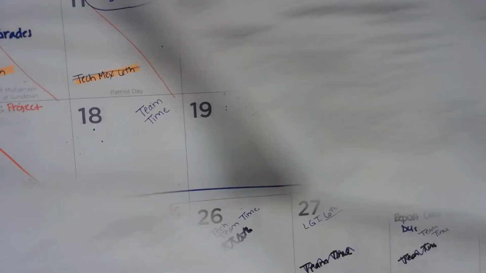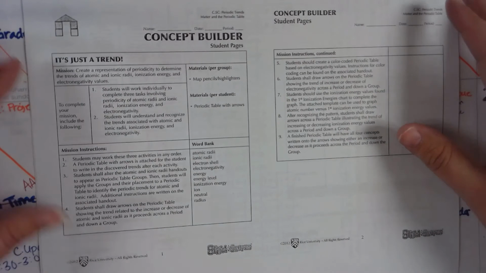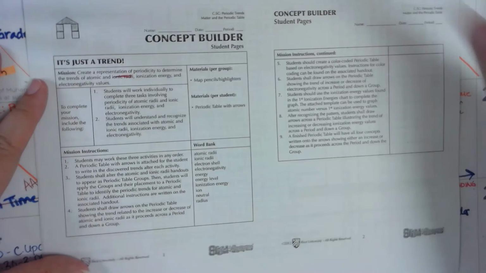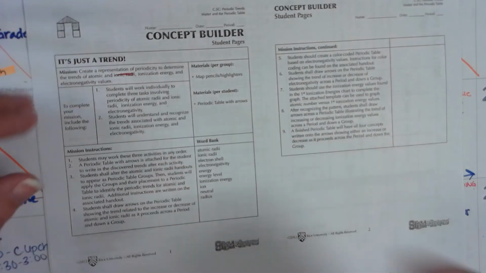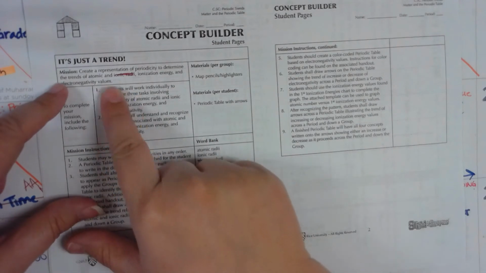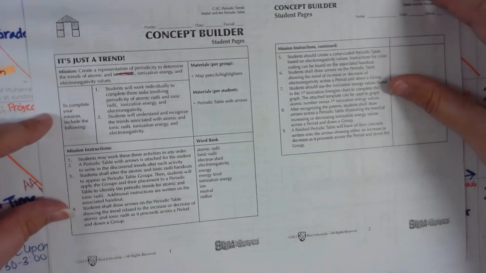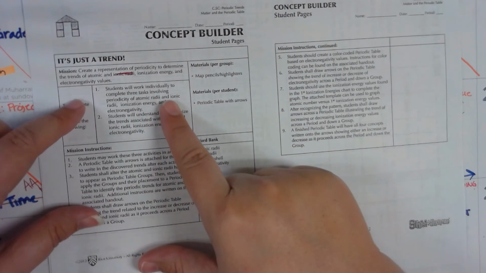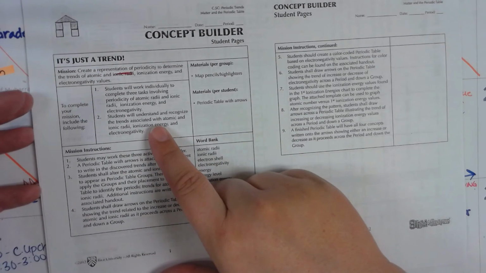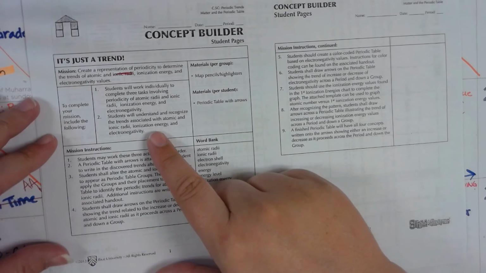The second part of your project is over periodic table trends. On your trends, you're going to create a representation of periodicity, which just means something that repeats itself, to determine the trends of atomic radii, we're not going to do ionic radii, ionization energy, and electronegativity values. You're going to work individually on these tasks and understand and recognize the trends associated with atomic radii, ionization energy, and electronegativity.